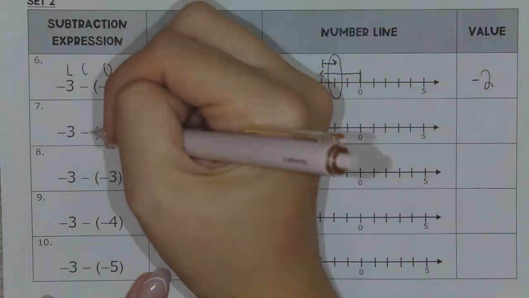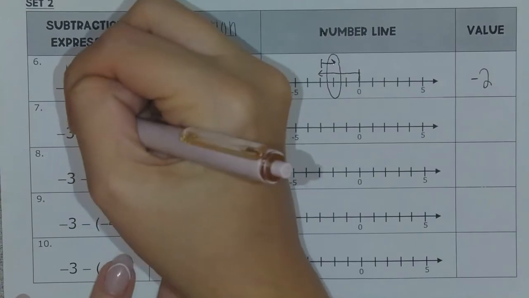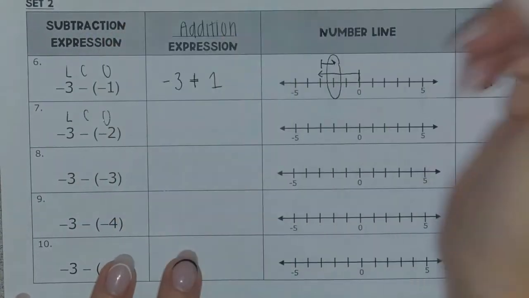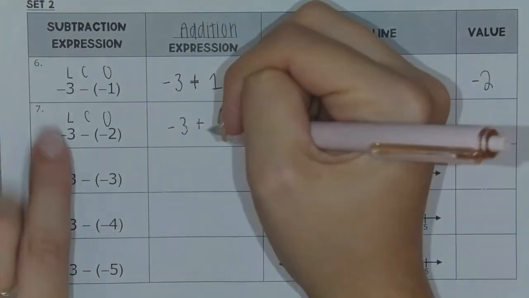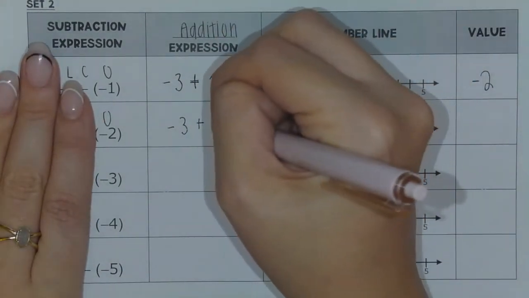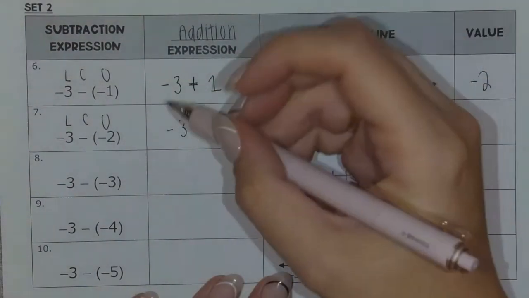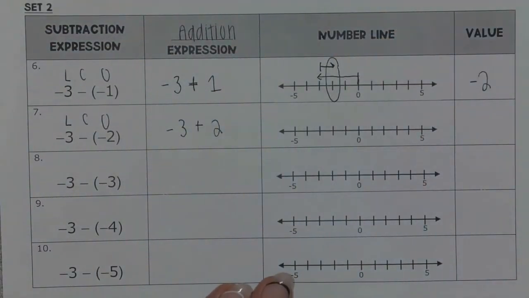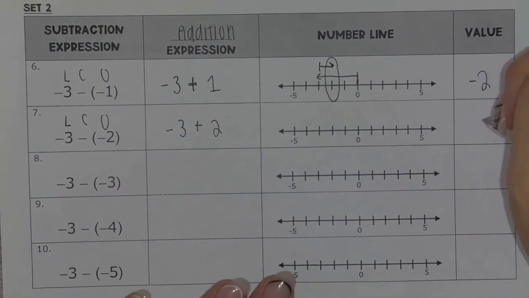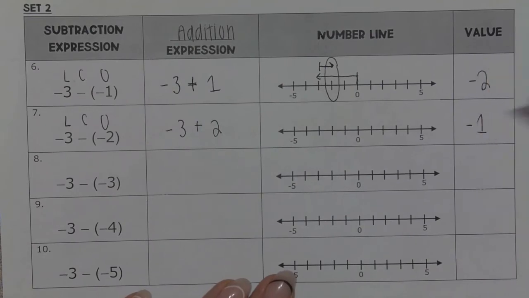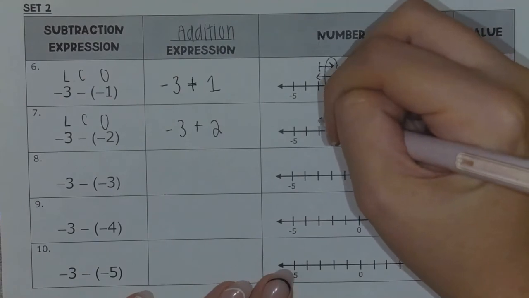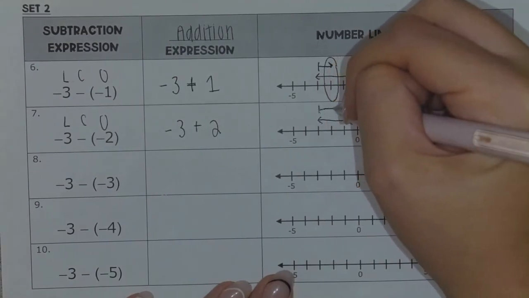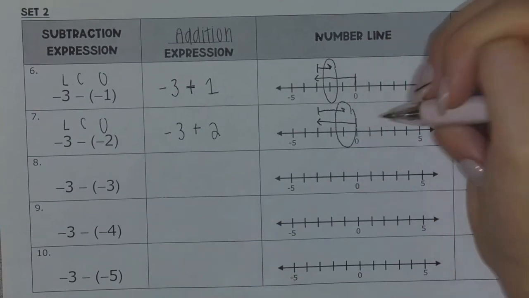-3 minus -2. Again, subtracting that negative, that is ugly. So let's change it using LCO. So I'm going to leave it as -3, change the subtraction to be addition, and then the opposite of -2 is +2. So I have -3 plus 2. I have different signs, so I'm going to subtract and keep the sign with the most. So subtracting would give me 1. Sign with the most is negative. So I'm going to start at 0, work my way to the left 3 spaces, and then work my way to the right 2 spaces. So I get -1.